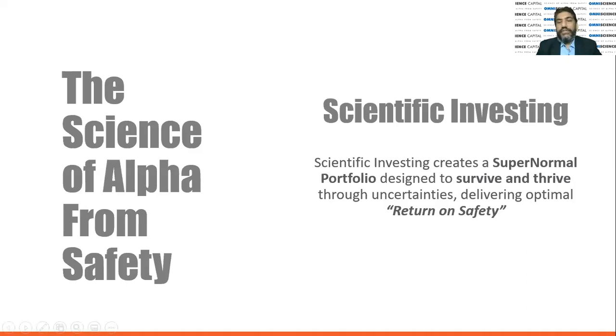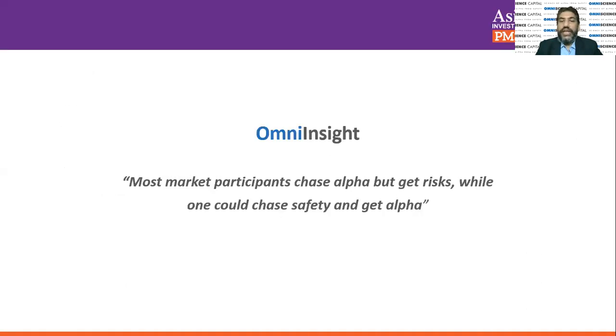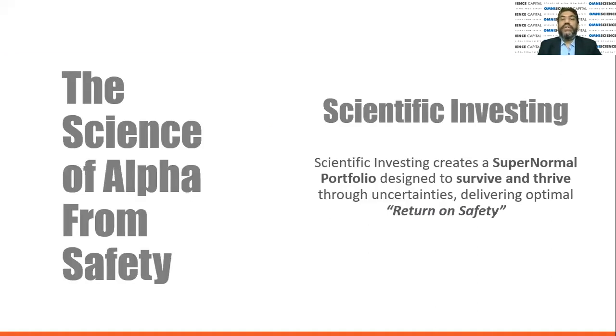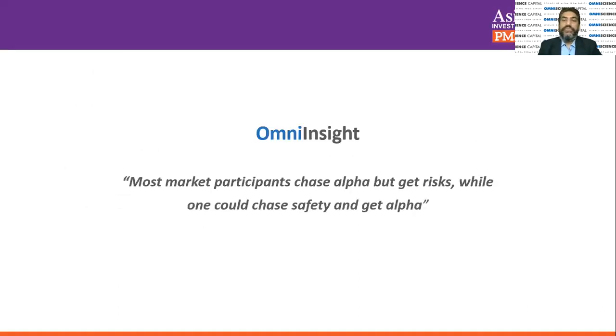So most people think high risk, high returns. This is our insight, Omni insight, that most market participants chase alpha, but what they get when you chase alpha is risks. While one could choose safety, if you chase safety in a very ironic or unexpected manner, you actually end up getting alpha. Okay, so this is an insight, and that is why we call this return on safety. Okay, so how it is delivered, we will now illustrate to you.